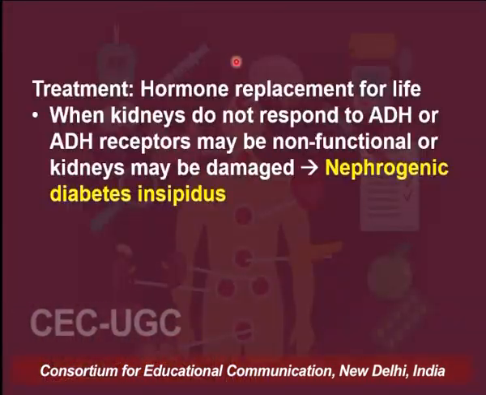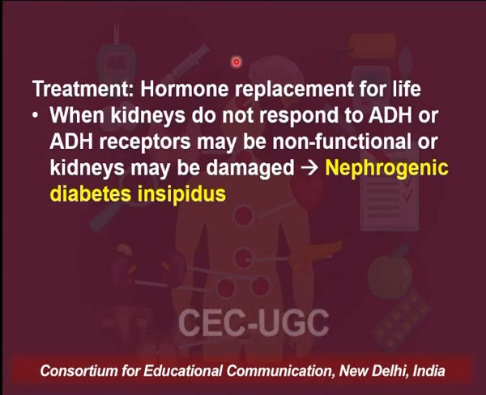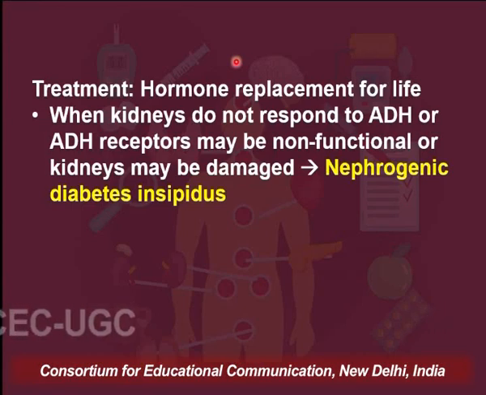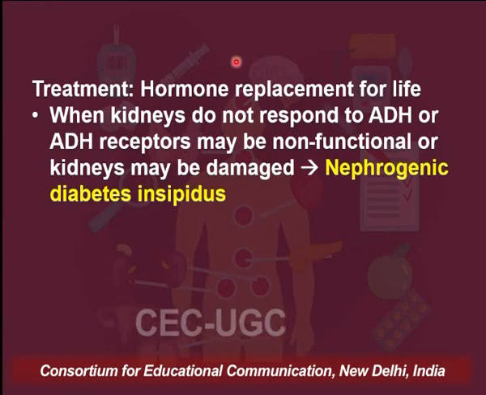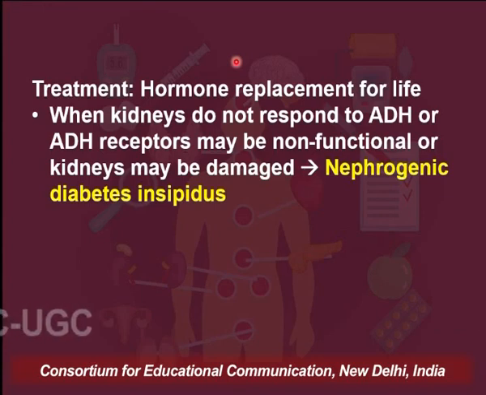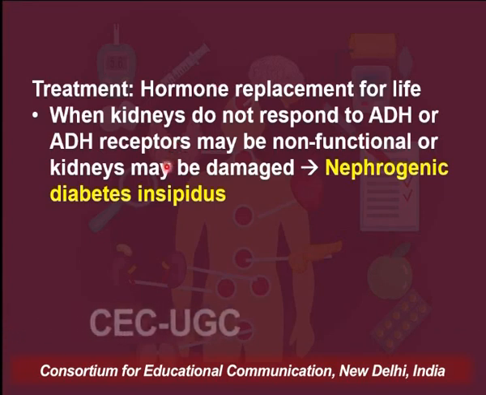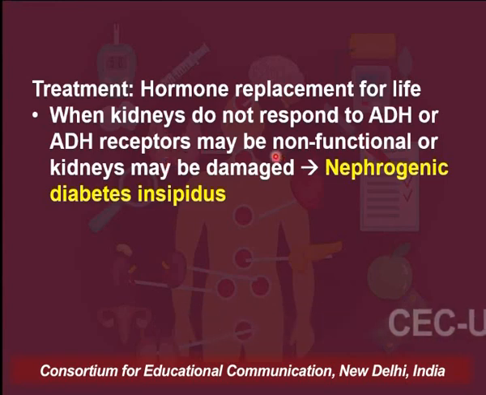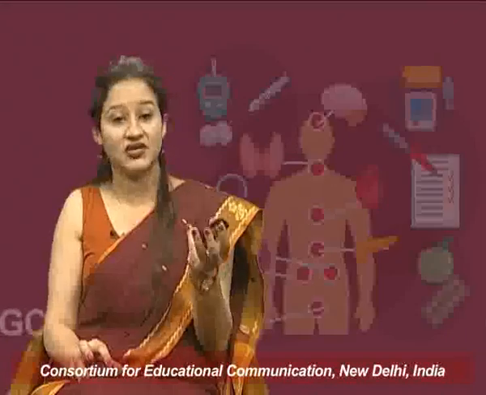Now let us talk about another type of diabetes insipidus, which is nephrogenic. The word nephrogenic refers to kidneys, right? The previous one was neurogenic. Now this one is nephrogenic diabetes insipidus. In this case, the kidneys are not responding to ADH. That means the issue is with the ADH receptors. These receptors have become non-functional, or the kidneys have become damaged.